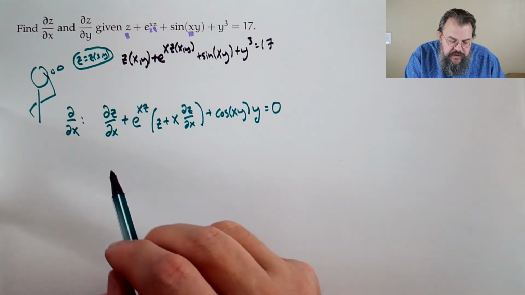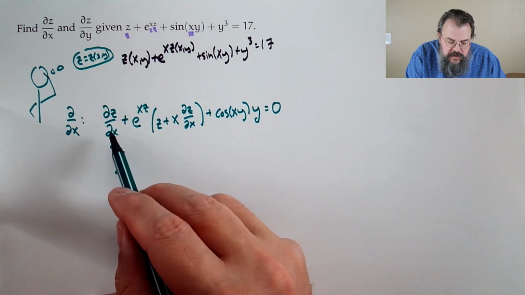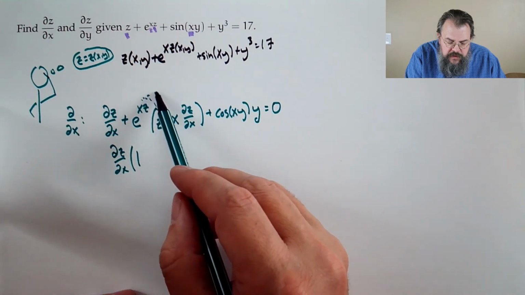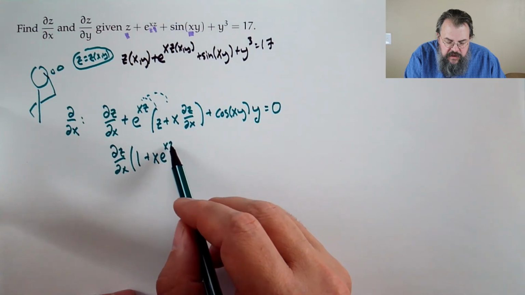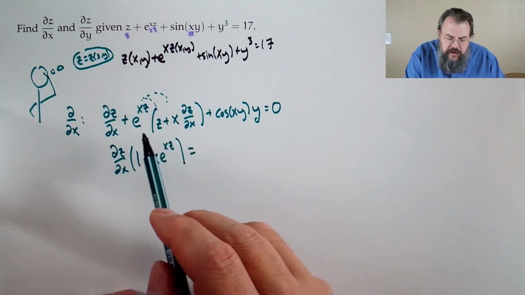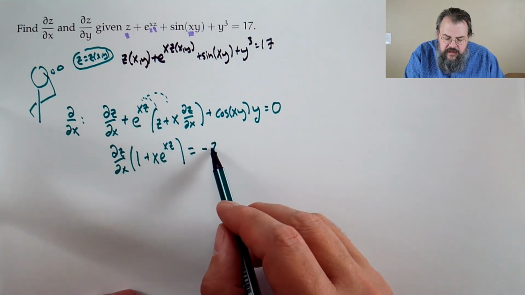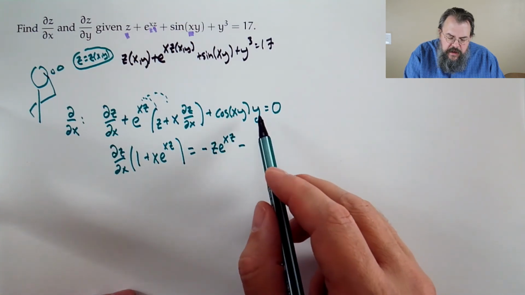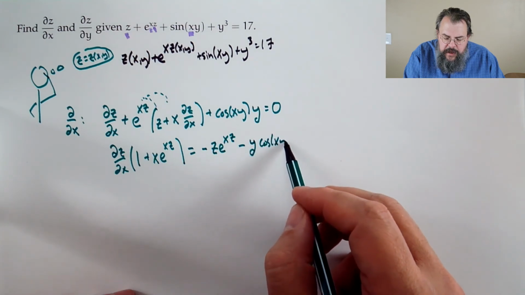So what has a partial z partial x? Well, we see that there's a one of them there, and then, remember that this will go through, there will be an x e to the xz. Now, what doesn't? We'll move it across. Well, this first term that distributes, so I have minus z e to the xz, and here minus, I like to put the y first, looks a little bit nicer, y cosine xy.